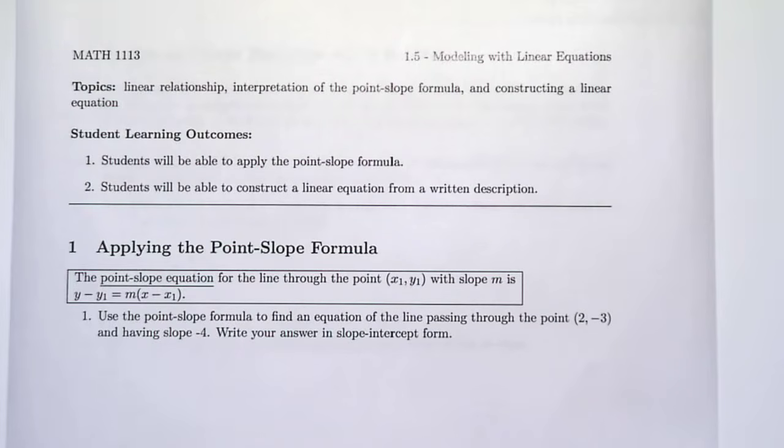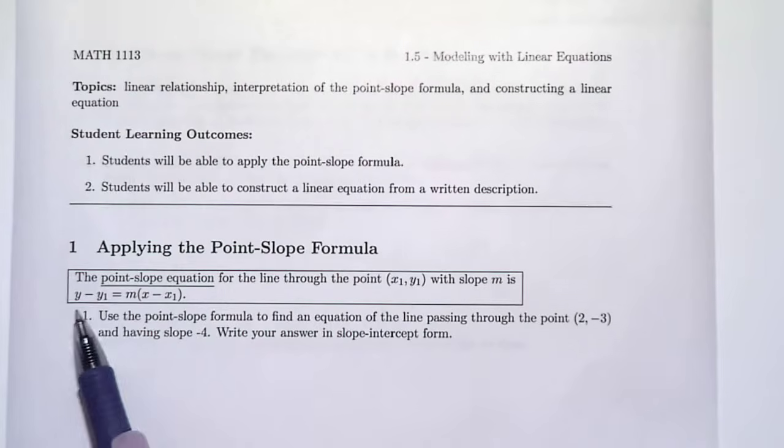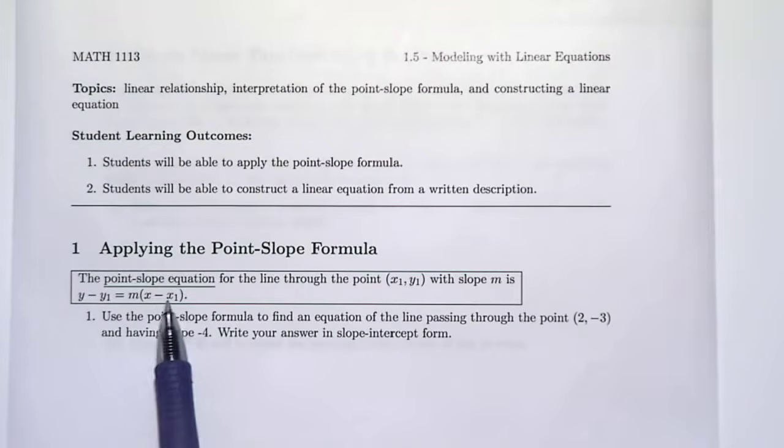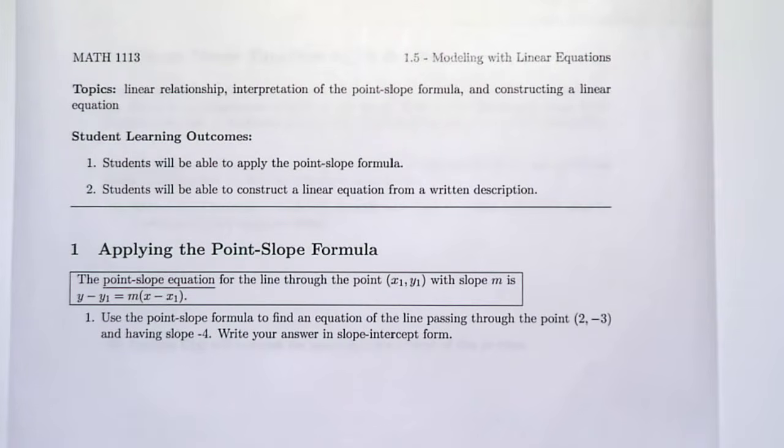So we're actually applying what we know about lines. All right, so we know our point-slope equation. If we have a point and we have a slope, we can use the point-slope equation. It's just y minus our y value equals the slope times x minus our x value. So number 1 says, use the point-slope formula to find the equation of a line passing through the point 2, -3 and having a slope -4. Write your answer in slope-intercept form.